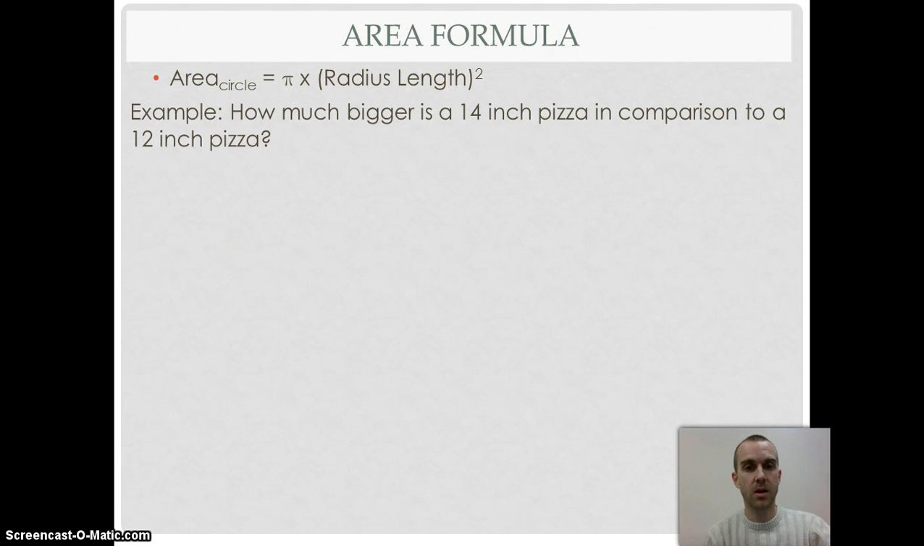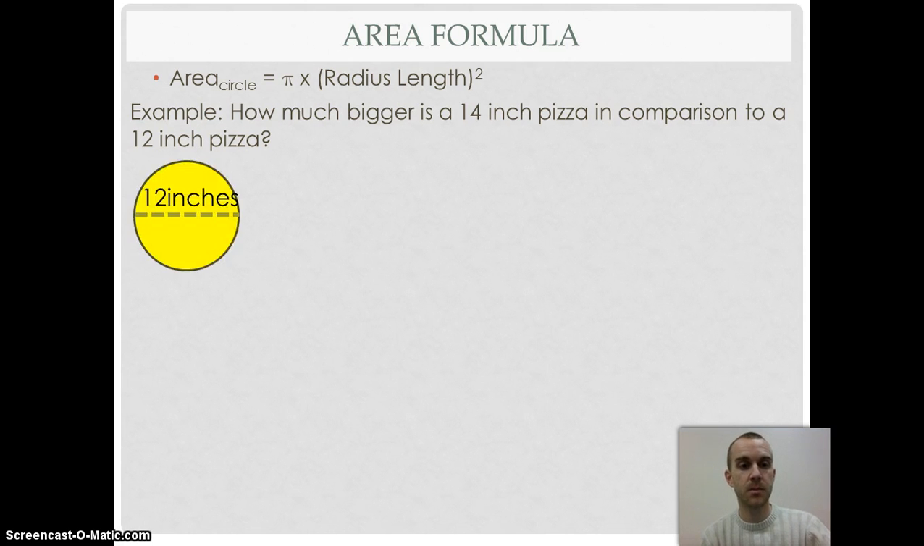Now if we want to do area, for area we have to use the radius. We square that and we multiply by pi. You often hear pi r squared. So say we want to compare the area of that 14-inch pizza with the area of the 12-inch pizza. So if we have our 12-inch pizza, we have to recognize we want the radius, not the diameter. So our radius would be 6 inches.